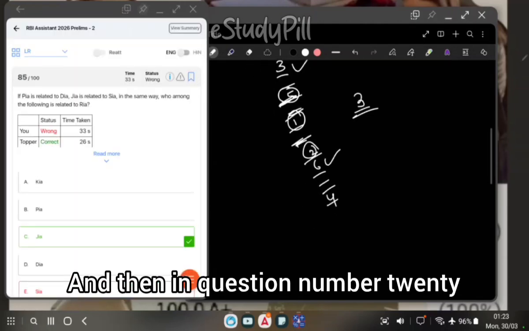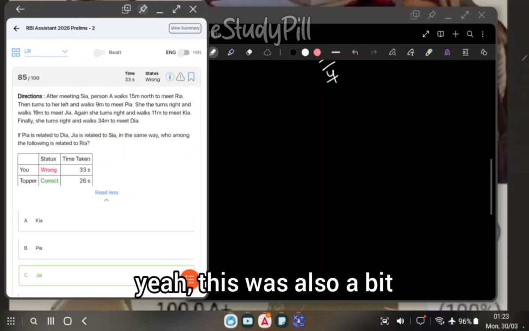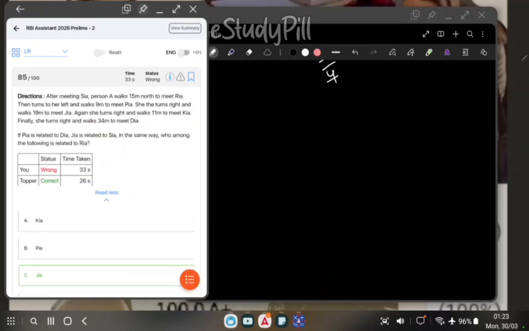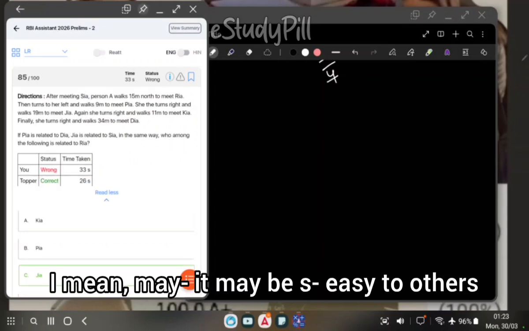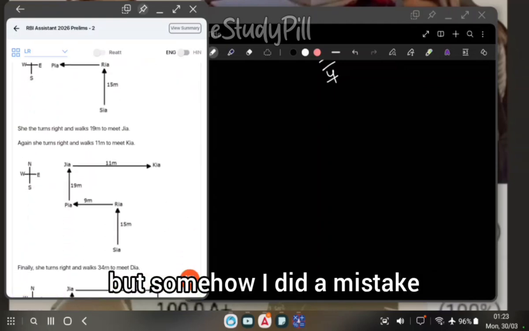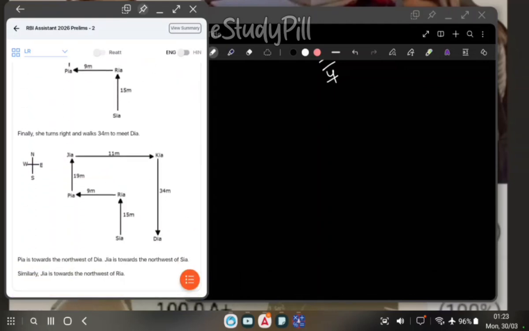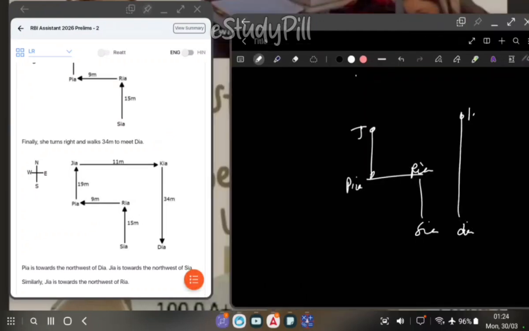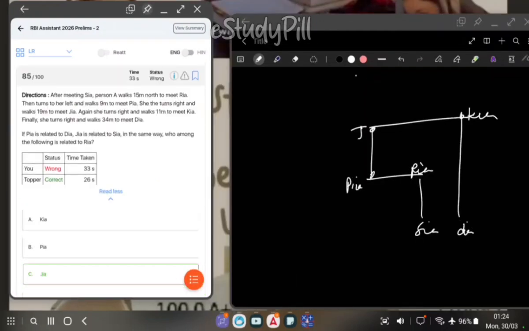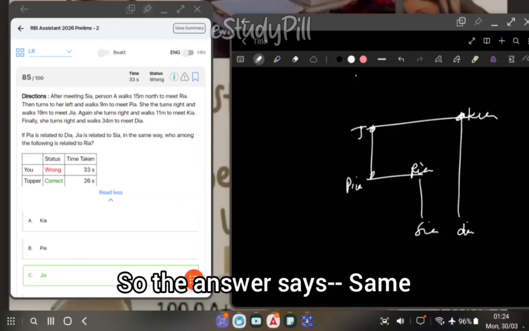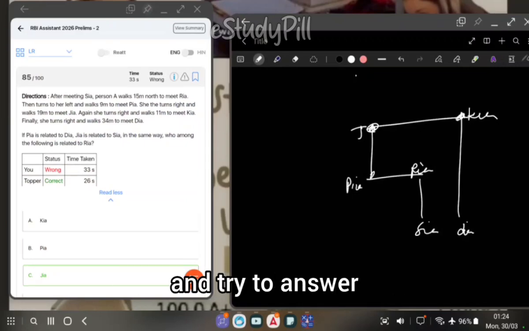And then in question number 20, yeah, this was also a bit, it may be easy to others, but somehow I made a mistake, so I would like to share it. So this is the pattern, right? Just a minute. Yeah, okay. Same, this question also, do pause and try to answer.